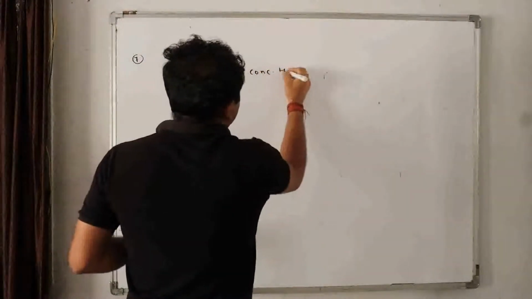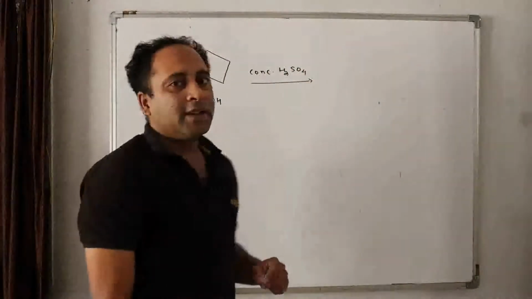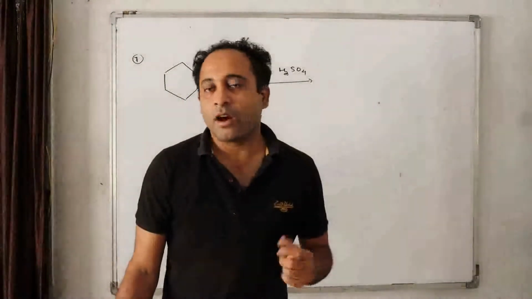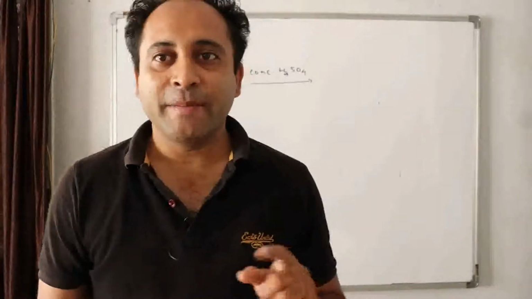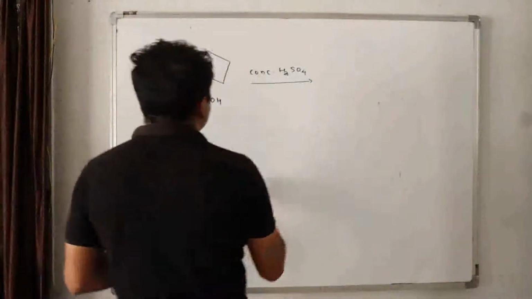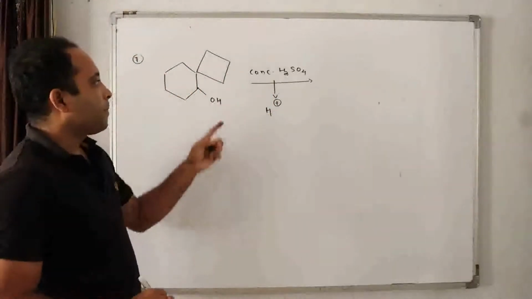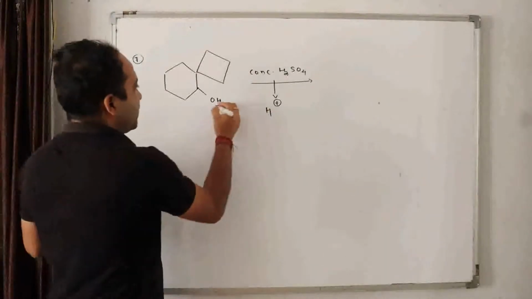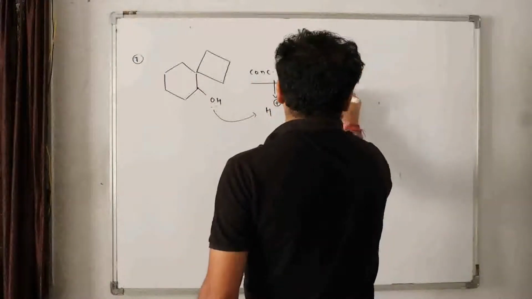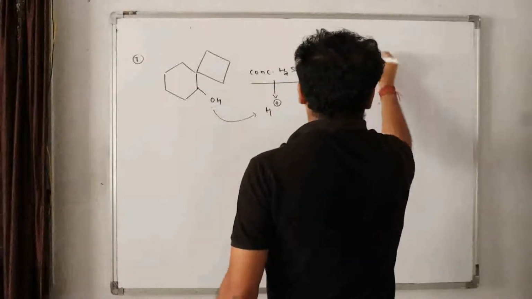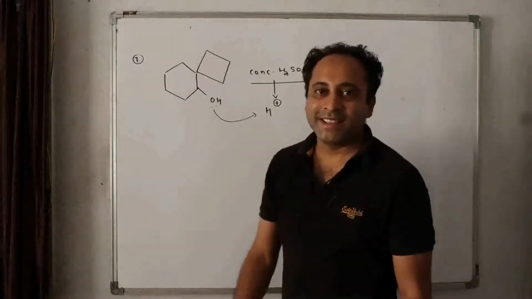Again, concentrated H2SO4. What will concentrated H2SO4 do? It is actually acid catalyzed dehydration of alcohols, isn't it? This is one of the methods of preparation of alkenes. Next, what will happen in this case? H plus is given by this, and this OH is removed. Will I get something like this, with a plus charge over here, isn't it?